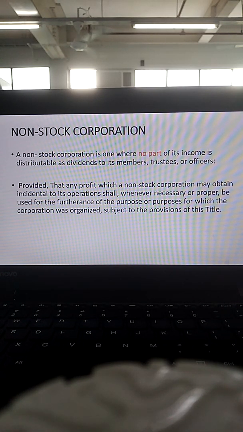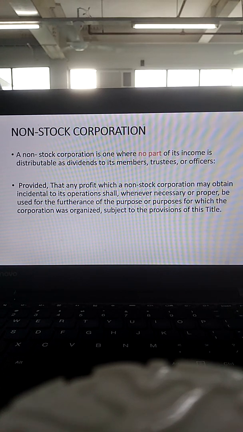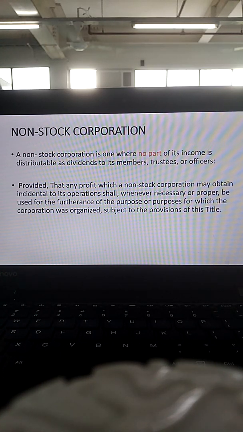So it says here that a non-stock corporation is one where no part of its income is distributable as dividends to its members, trustees, or officers. Okay. In our previous discussion, we talked about that the non-stock corporation, kaya nga tinawag siyang non-stock because first of all, the stocks of the said corporation are not offered to the public. Okay? It is just only limited to few people. Okay? Because the reason is that the corporation is not actually intended for profit purposes.